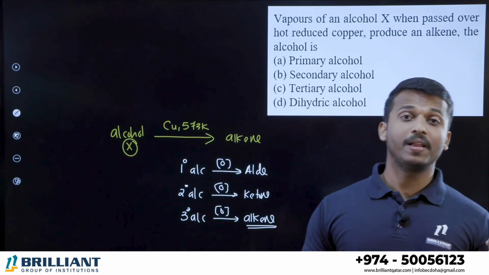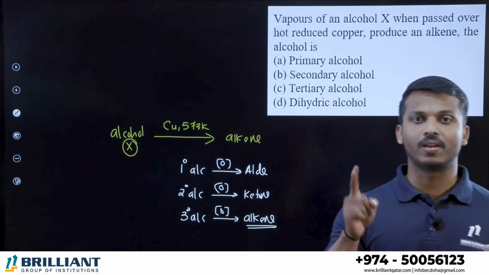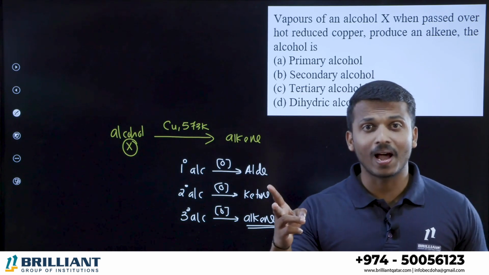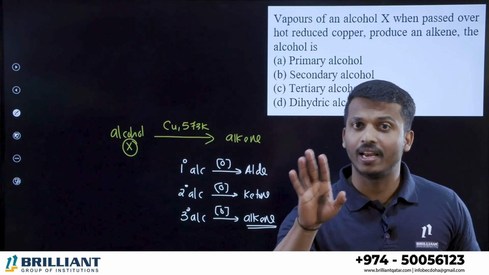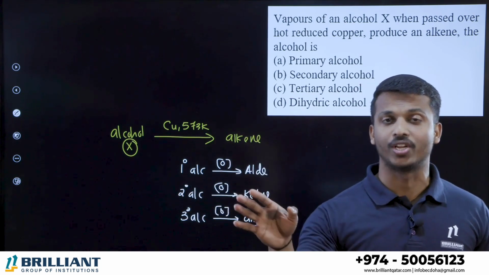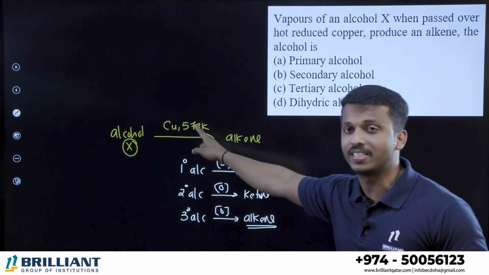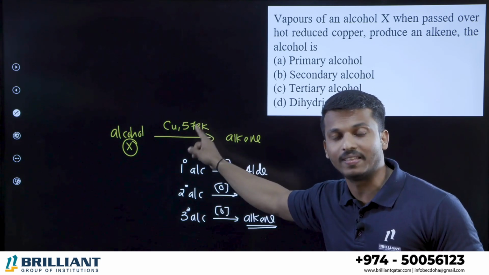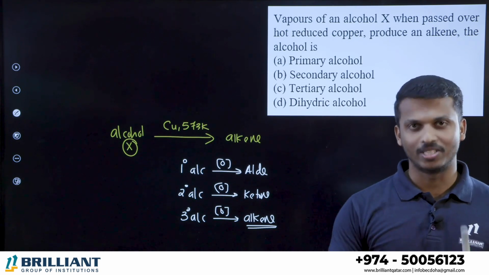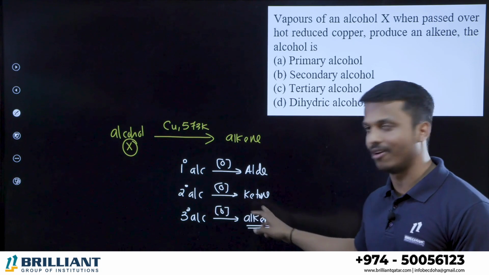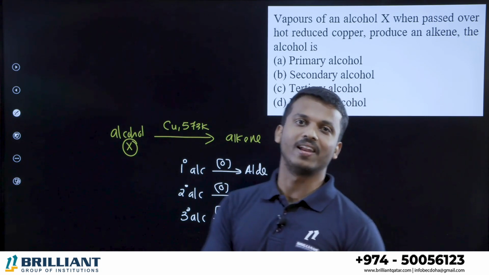Generally, primary alcohol on oxidation, we will get aldehyde. Secondary alcohol on oxidation, we will get ketone. Tertiary alcohol generally won't undergo oxidation, but in presence of the oxidizing agent copper at 573 Kelvin, it will give you dehydration, means elimination of water. By the way, it forms an alkene.